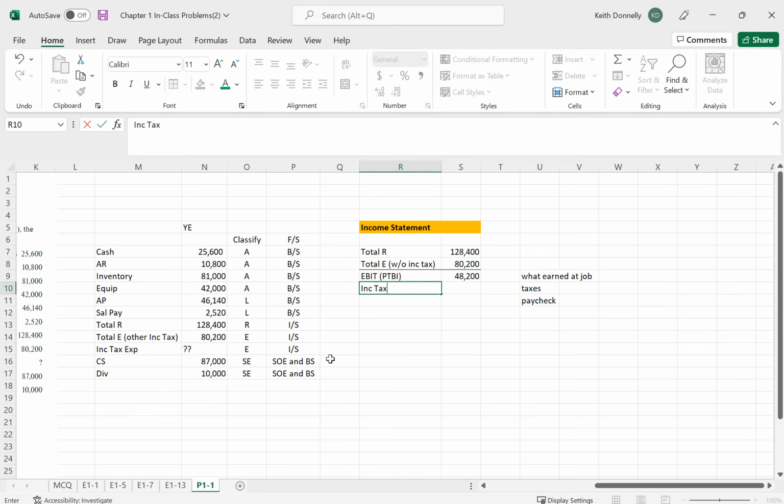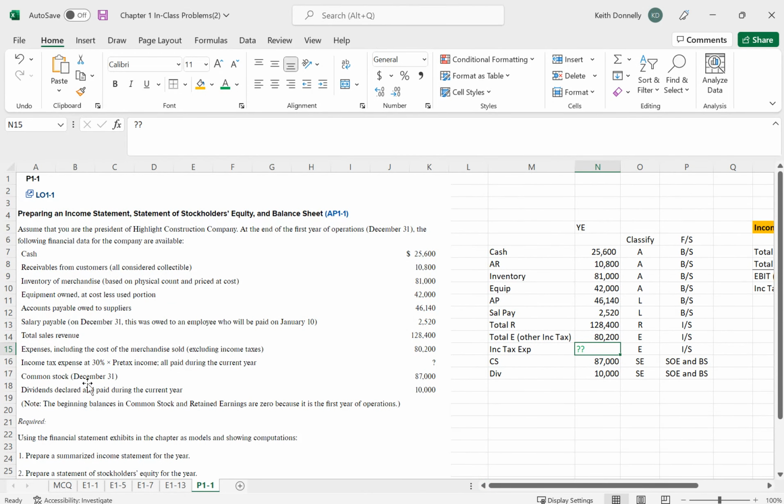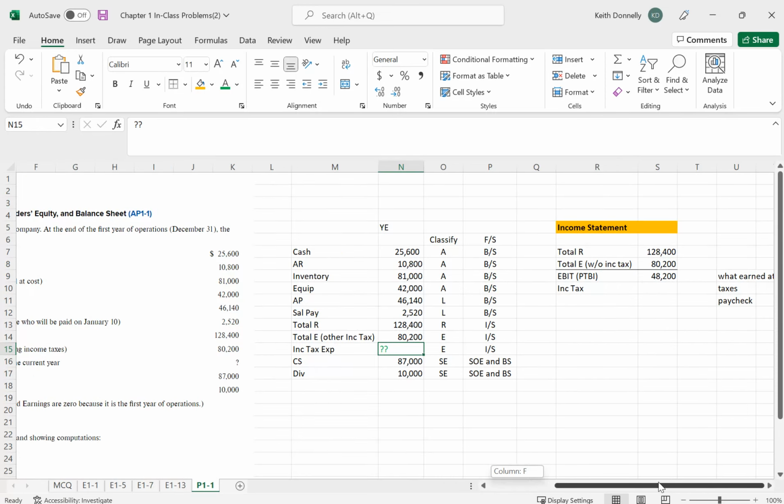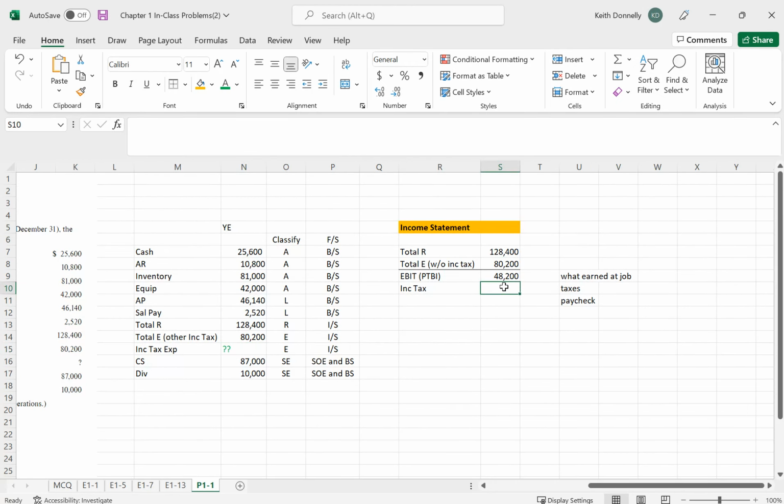Then what we're going to do is back out our income taxes. But remember, this is the mystery. They don't really tell us much about it. However, if you go over here, they say income tax expense is 30%. In other words, there's a 30% tax rate. So what we do here for income taxes is take our earnings before taxes and multiply it times that tax rate, 30%. That means we're going to have roughly 14,000 in tax expense.